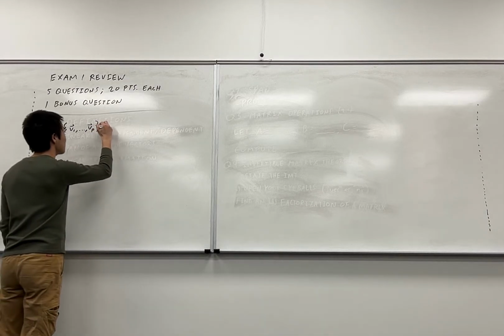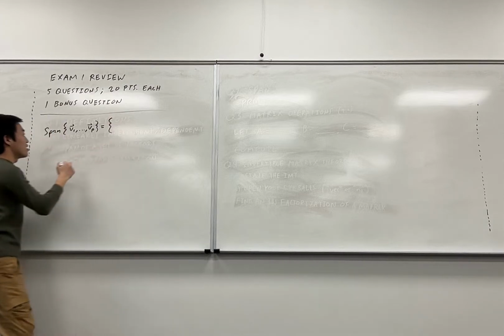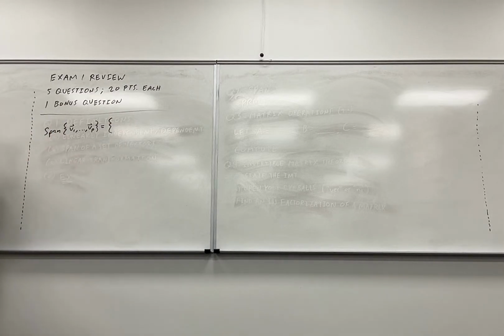So, what is the definition of span of a set of vectors v1 through vp?